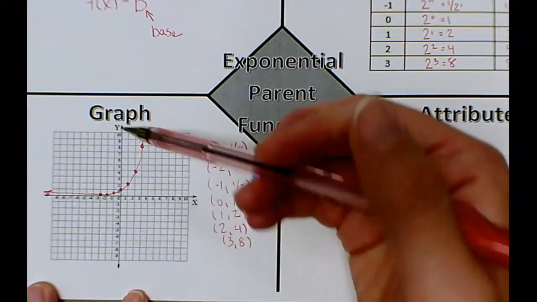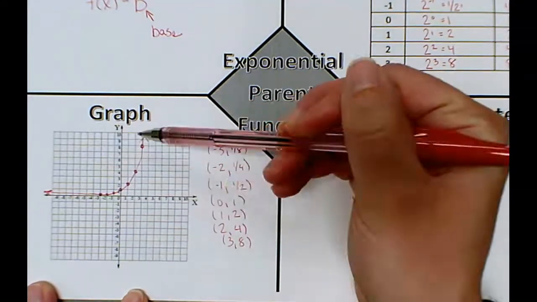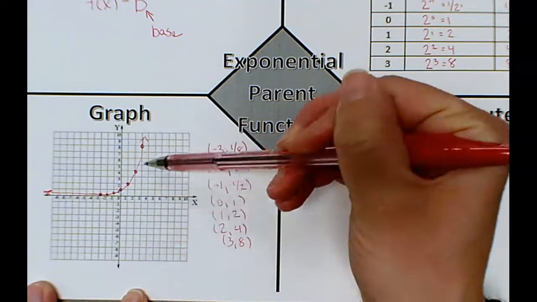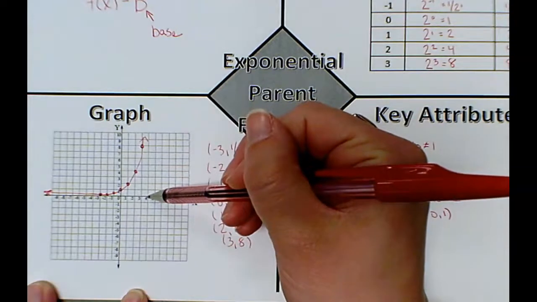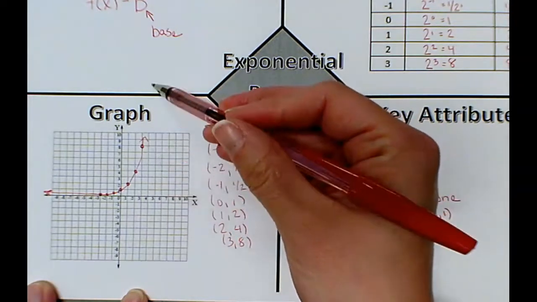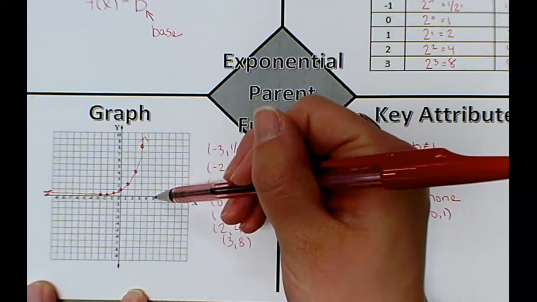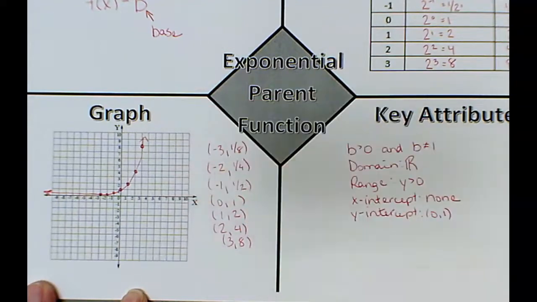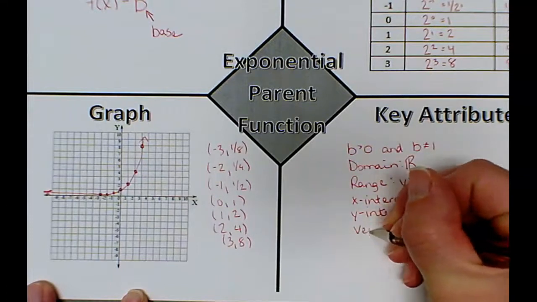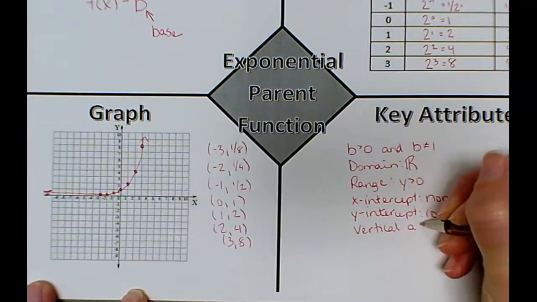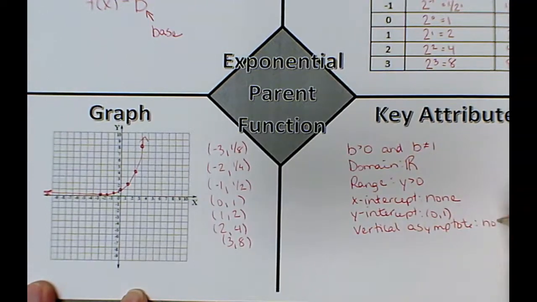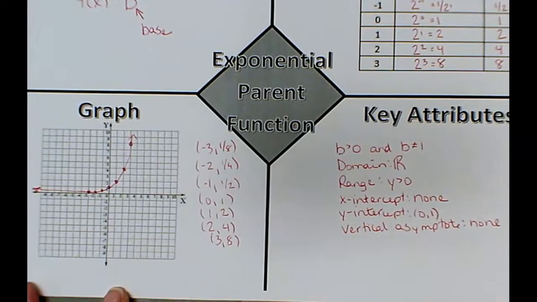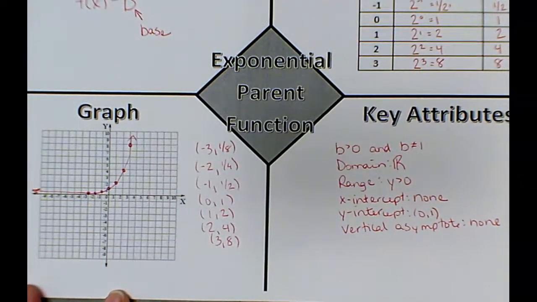The vertical asymptote, well, there isn't one. And we're so used to hyperbolas, maybe we think there's one right here, but there's not, because I can raise 2 to the power of 4, and I can get 16. I can raise 2 to the power of 5, and I can get 32. I can keep going and keep moving to the right on my x-axis. So for a vertical asymptote, there's none. There is none in an exponential function.